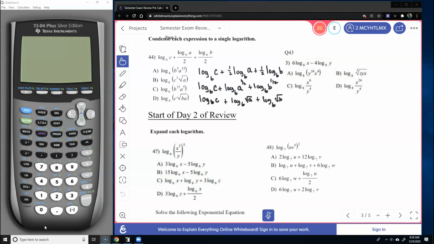And now we're going to use the multiplication property to combine it into a single logarithm. So we have log base 6, and then it's going to be the product c, and then you have the square root of b times a. So your answer is D.